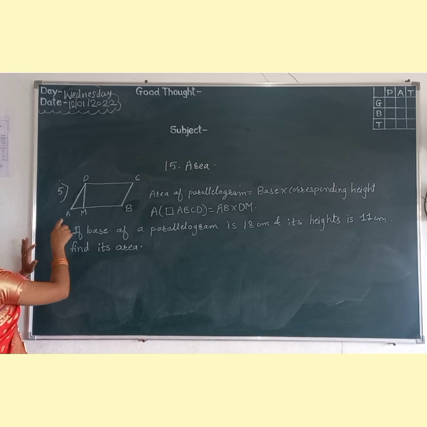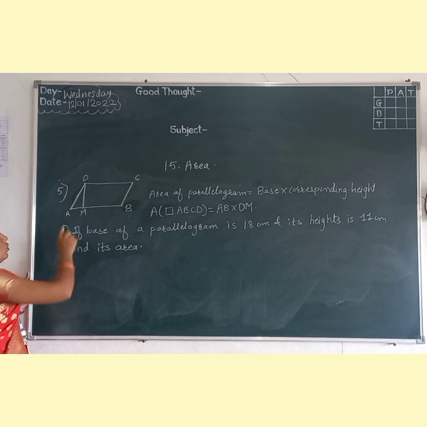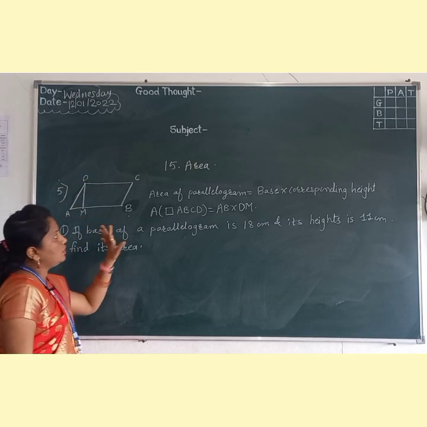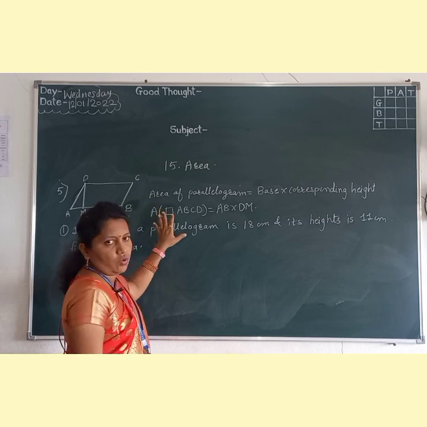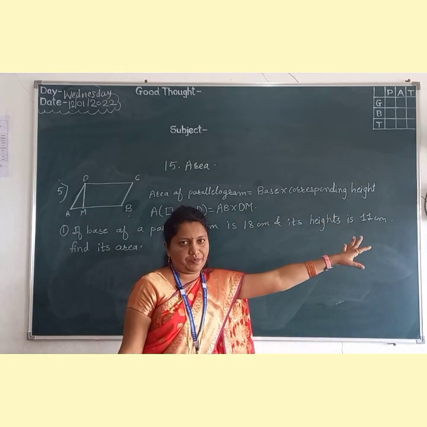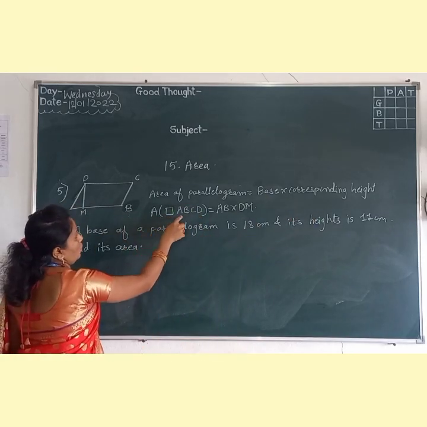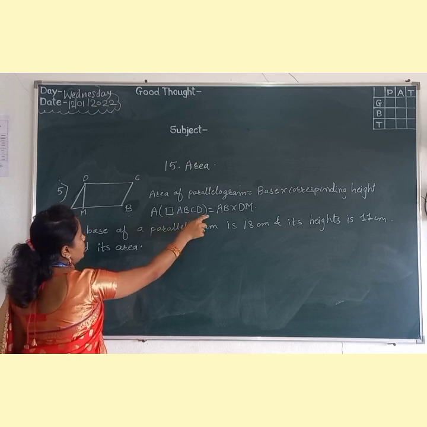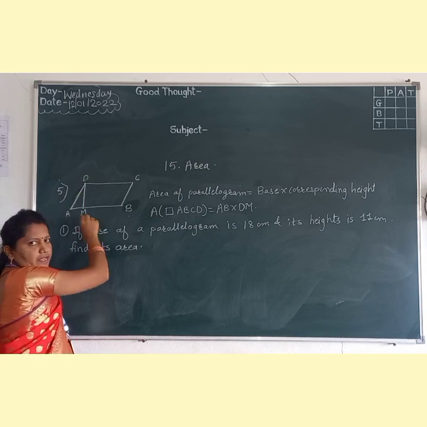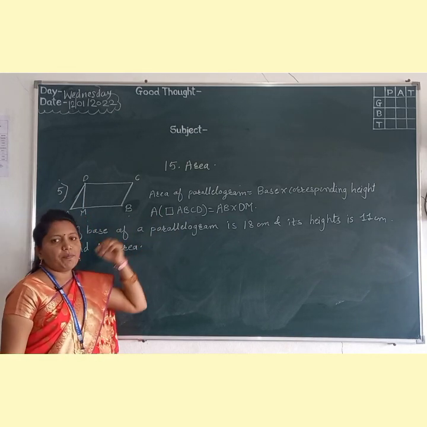See, this is a parallelogram ABCD, and in that parallelogram DM is the height. The equation to calculate the area of a parallelogram is base into corresponding height. Area of parallelogram, or quadrilateral ABCD, is equal to base AB into height DM. You calculate the area of a parallelogram by this equation.